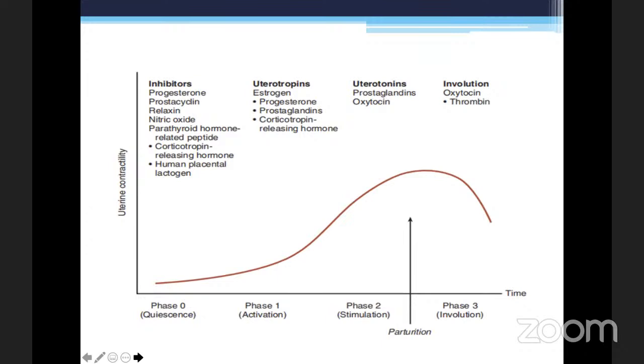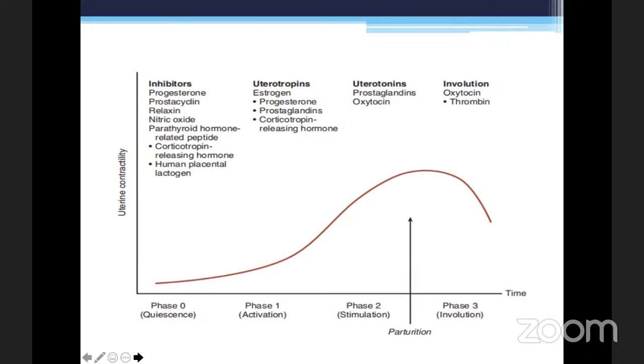So the first phase, which is the quiescence, represents the time in utero before labor begins, when the uterine activity is suppressed by the action of progesterone, prostacyclin, nitric oxide, parathyroid hormones, and possibly other hormones.